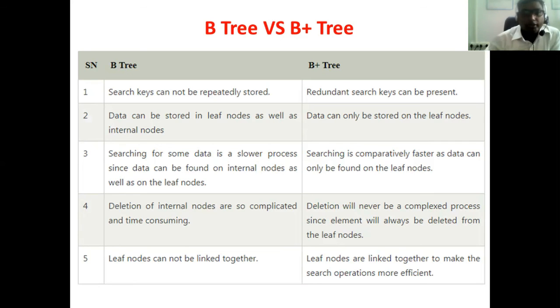After that, the fifth point is that leaf nodes cannot be linked together in a B tree. The leaf nodes are not linked with the other leaf nodes. But in case of a B plus tree, all the leaf nodes are connected to other leaf nodes. Every leaf node is connected to the adjacent leaf node. So this is the difference between the B tree and B plus tree.